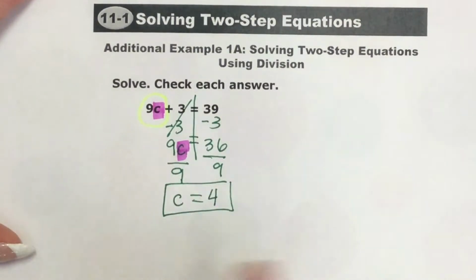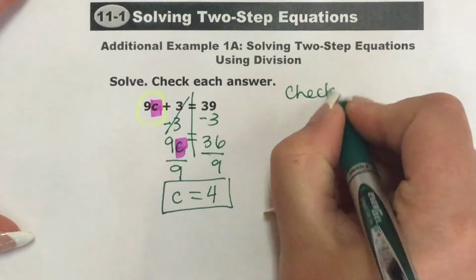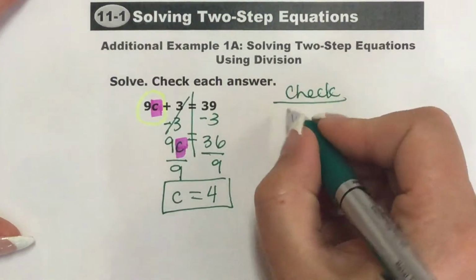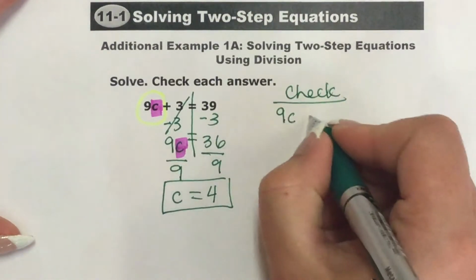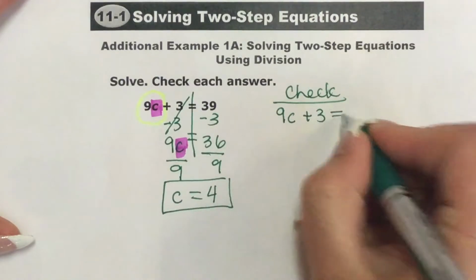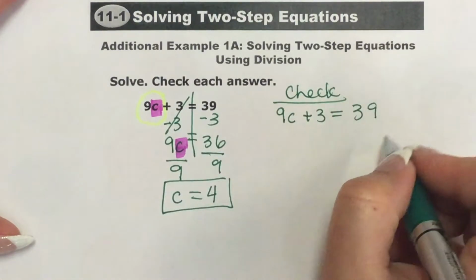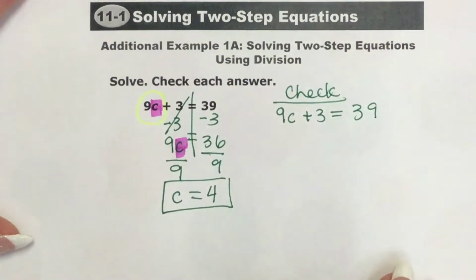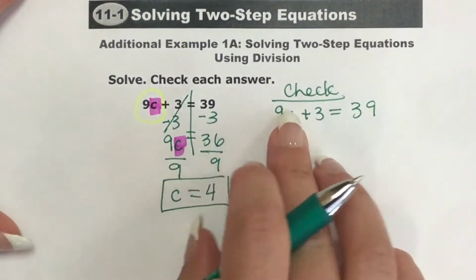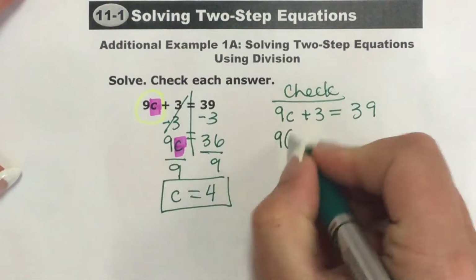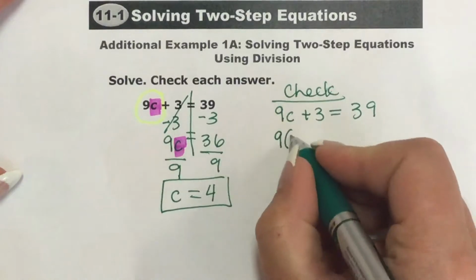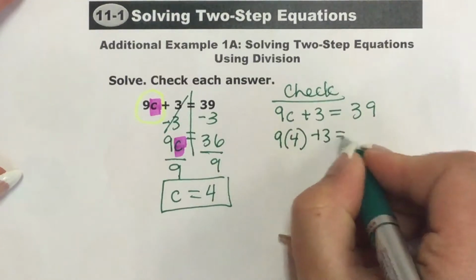Perfecto. Okay, let's go ahead and check it. So when we check, we have to write that original equation. Okay, all right, then we're going to substitute 4 in for C. So we have 9, not C, but 4. 9 times 4 plus 3 equals 39.